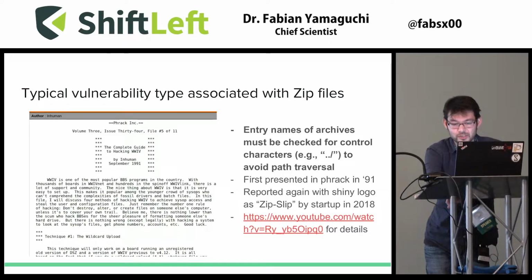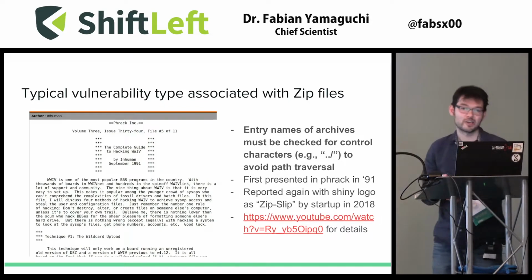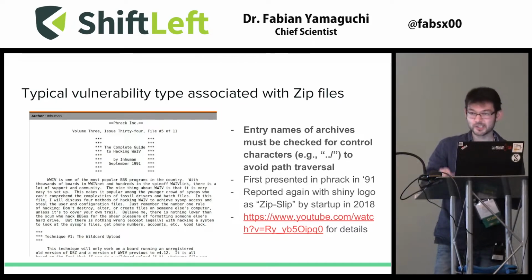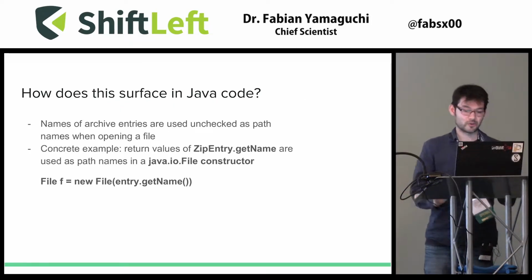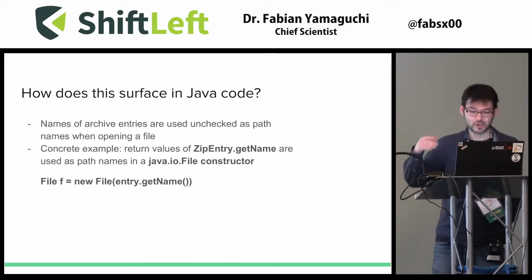First described in Phrack in the year 91, and recently rediscovered and branded as ZipSlip in 2018. So essentially what happens here is that you have an archive, and if the archive name contains .. then you get a path traversal. So let's look at what this would look like in Java.